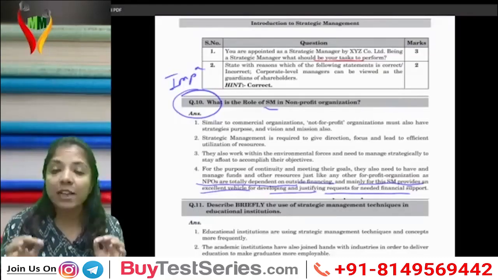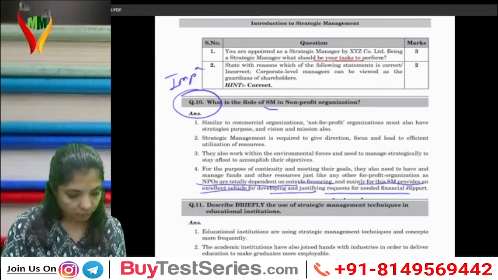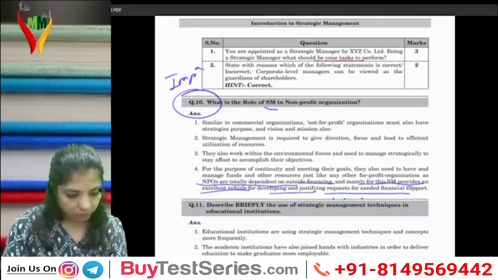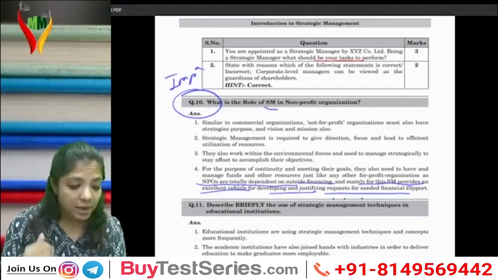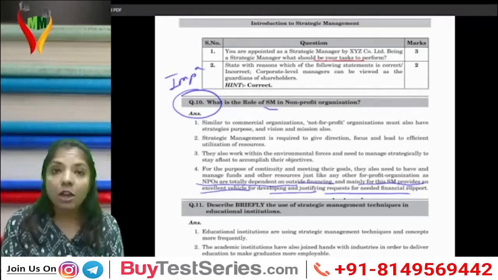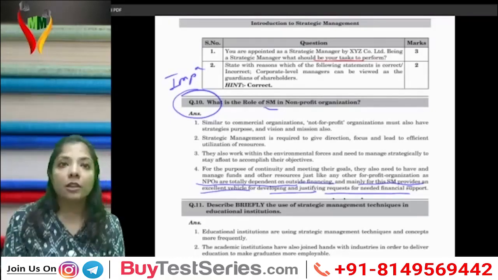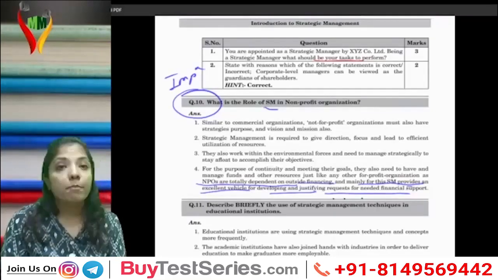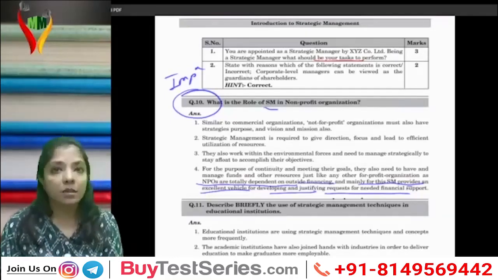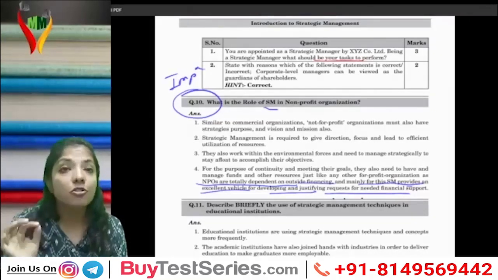Role of strategic management in NPOs. What is NPO? Not for profit organization. Am I clear? What is the objective? The objective is to give service to public at large. They are here not to earn profits. They are here just to give services. Am I clear? Okay. Now tell me, what is the definition of strategic management?